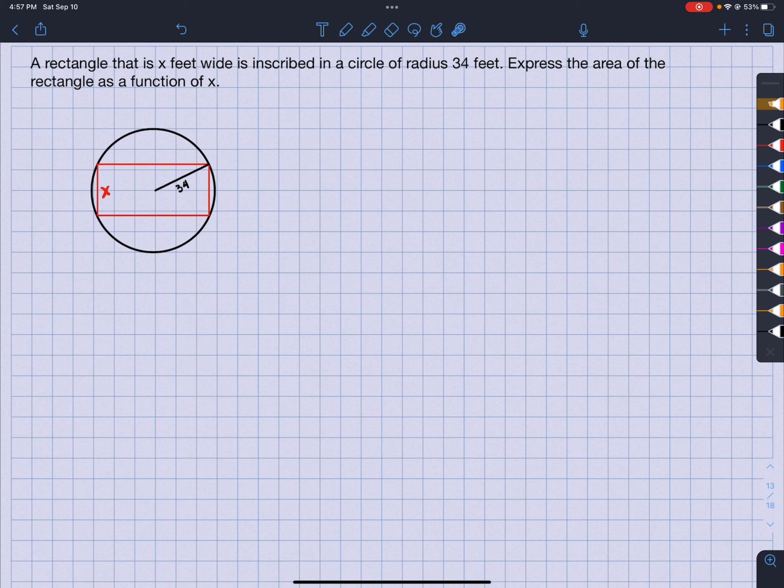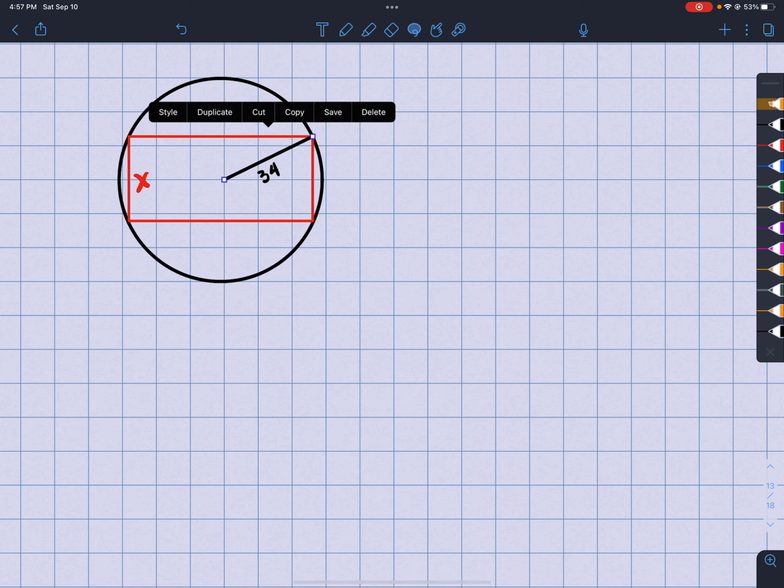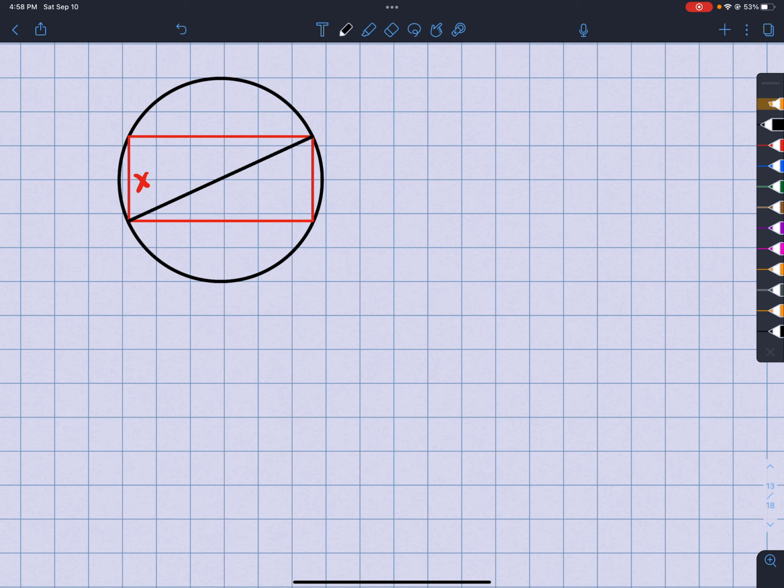So here you guys can see that I drew a radius of 34 feet. Now, here's my question, though. Check this out. The radius is from the center to the edge of the circle, which the rectangle is inscribed in. So what if I just took this and extended this radius all the way to the other side? Which would be the diameter, but it's no longer 34 feet anymore. It's now going to be 68 feet.